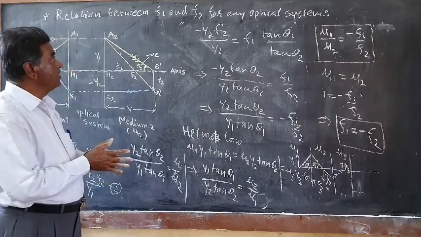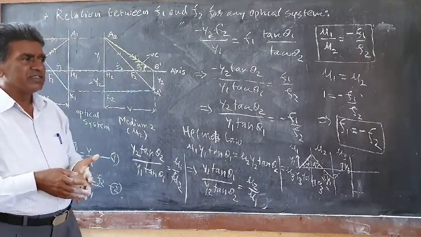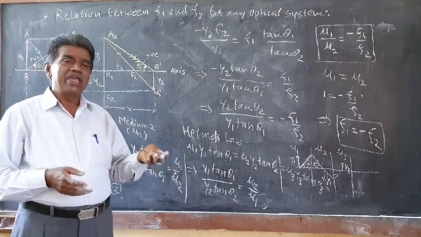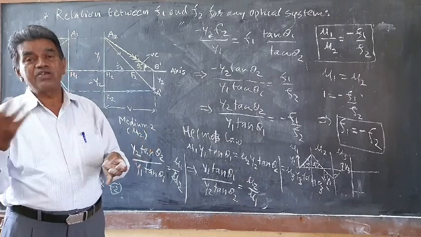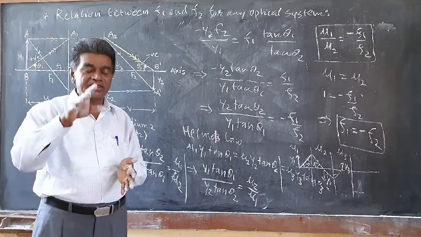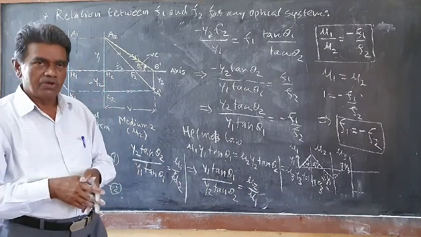Now in this chapter, one point is remaining: we have to see what is meant by lateral magnification, axial magnification and angular magnification. Three magnifications, we have to see the definitions in the next article, and derive the relationship between them. Okay, thank you.